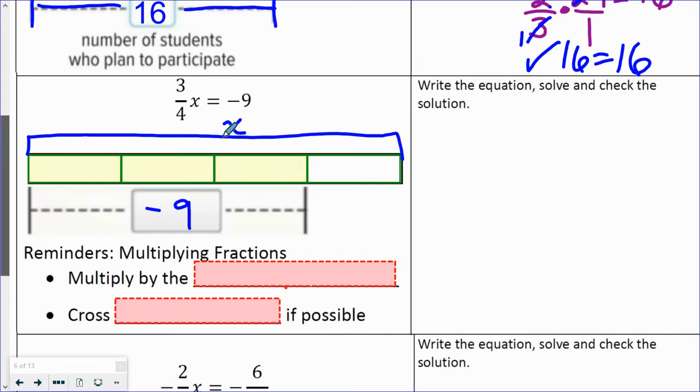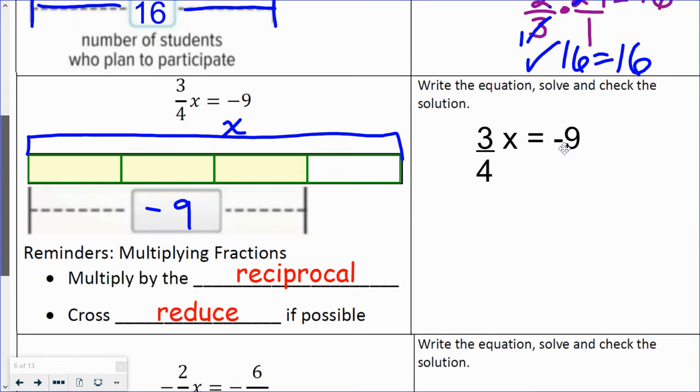Some reminders when we're multiplying with fractions. Remember, we multiply by the reciprocal. Okay. And we always use cross products to reduce if possible. Okay. On your right side, rewrite the equation. 3/4 of x equals -9. And then we're going to go through and do our steps.